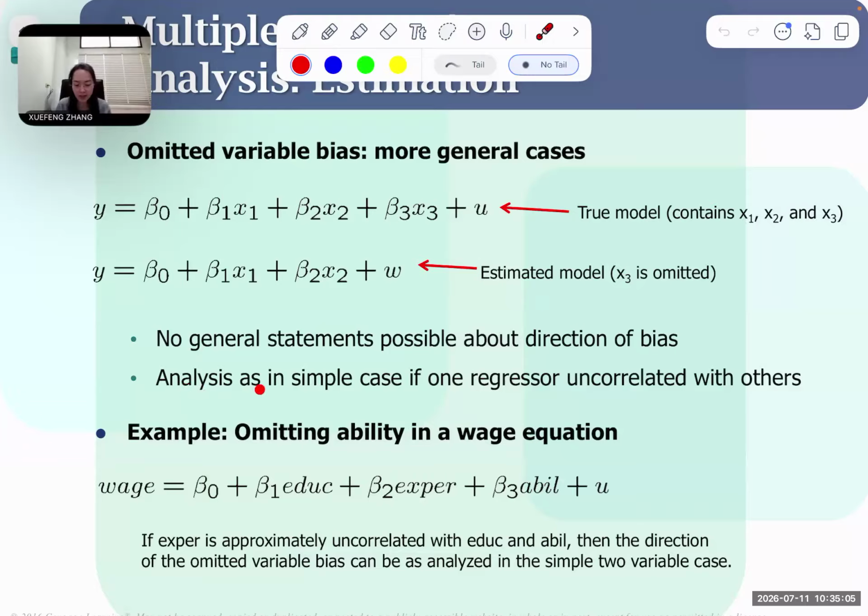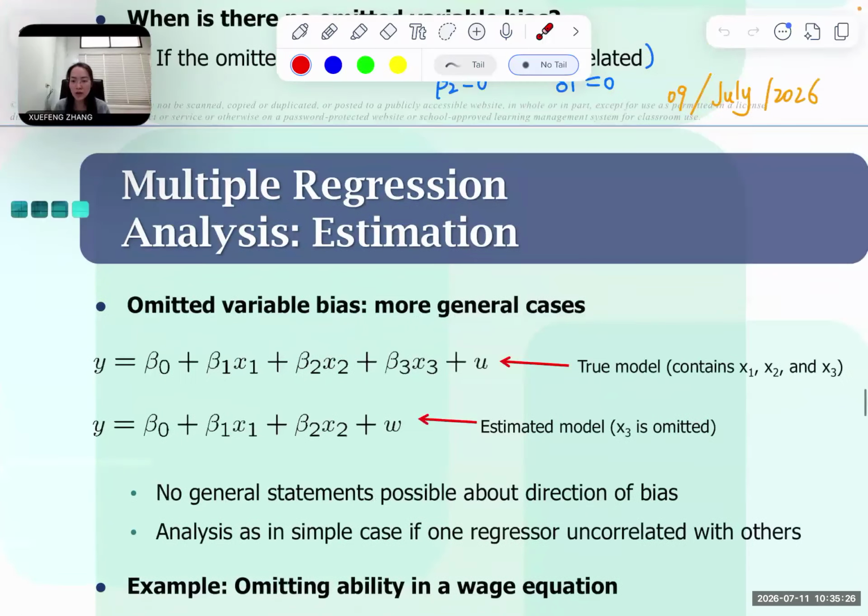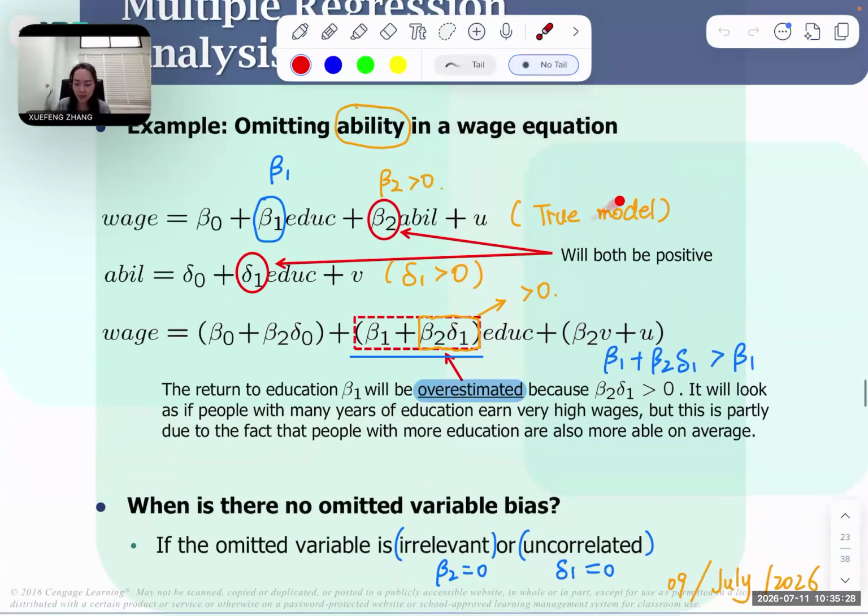But the analysis is as in the simple case if one regressor is uncorrelated with the others. Okay, so that's a shortcut. If one of the included x's is uncorrelated with the others, we can analyze its bias just like the simple two-variable case.